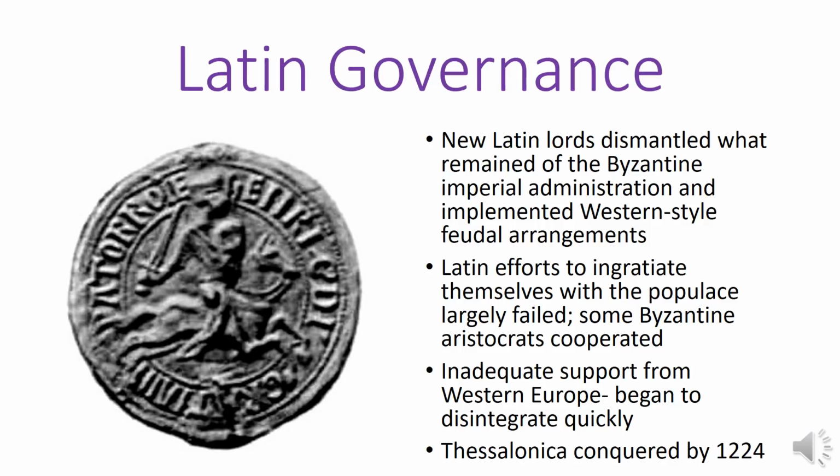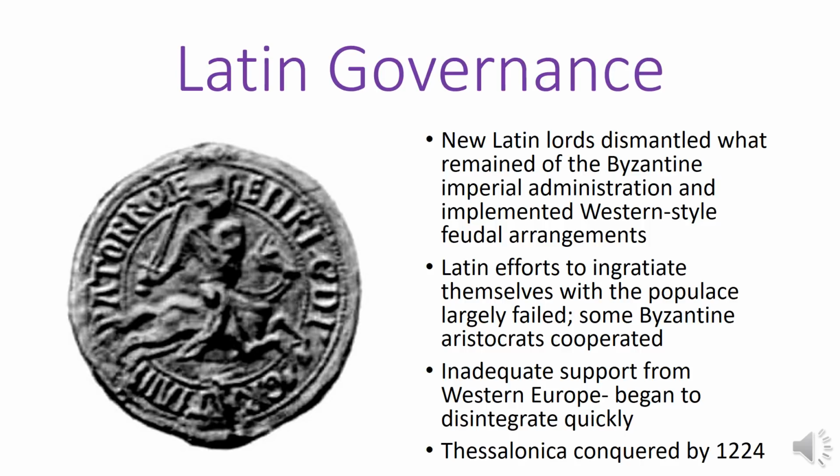So the Latin lords made an effort to ingratiate themselves with the population, but this effort was almost completely unsuccessful. The reason why most of the common people were so adamantly opposed to Latin rule is that they thought of themselves as Orthodox Christians, and they did not accept Latin rites. So they didn't want church services conducted in Latin, which to them by this point was a foreign language that they had nothing to do with. Their native language was Greek, so they were not interested in hearing Latin.